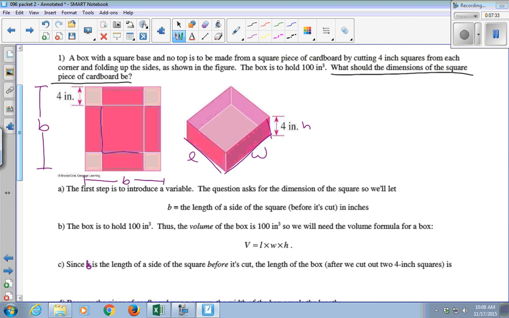This is the base of my box because the other flaps are going to get folded up. What is this length right here in terms of b? B minus 8, yeah, because this whole length was b, and then I have to take away 4 for what I'm cutting here, 4 for what I'm cutting here. So my length is actually b minus 8.